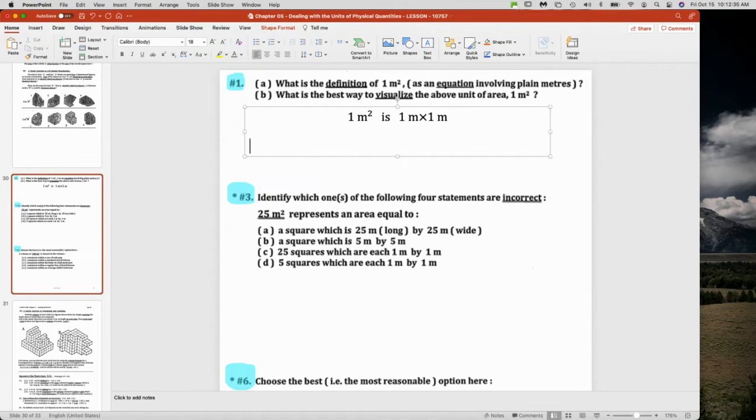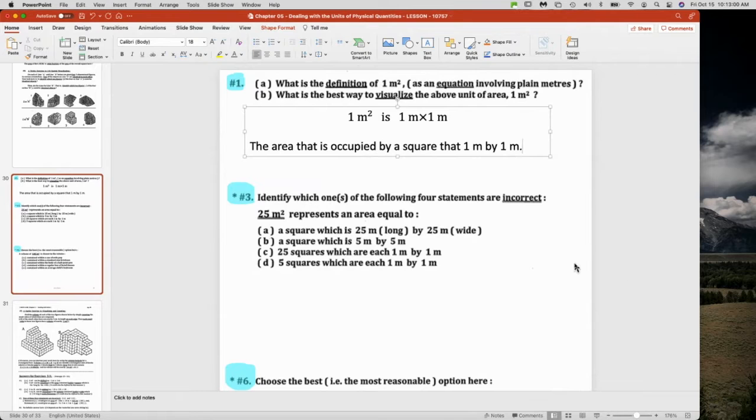But anyway, I would just say here, what's the best way to visualize it? It's the area that is occupied by a square that is 1 meter by 1 meter. Nothing fancy. That's all it is.